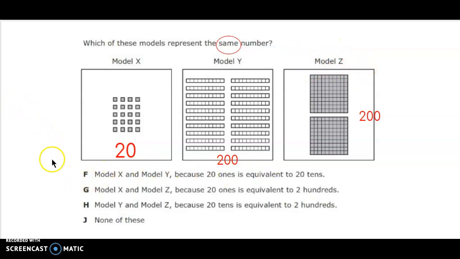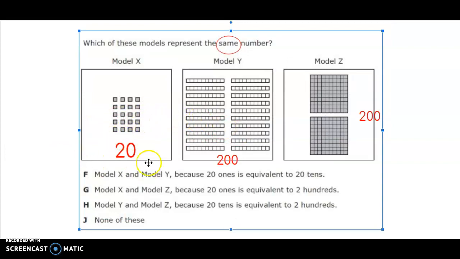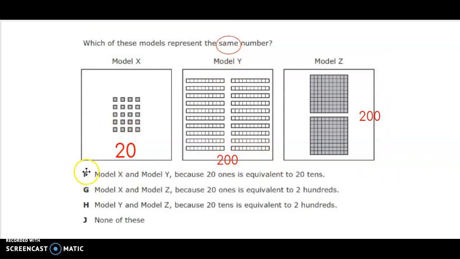So let's look at our answer choices. This one says model X and model Y because 21s is equivalent to 20 tens. Did we come up with the answer that X and Y match? Does 20 and 200 match? No, it doesn't. So we know F is not going to be one of our answers. G, model X and model Z, because 21s is equivalent to 200s. Is 20 in model X the same as 200 in model Z? No. Remember, we said model Y and model Z are the same. H says model Y and model Z because 20 tens is equivalent to 200s. As you see, we have 20 tens right here, which equals 200.